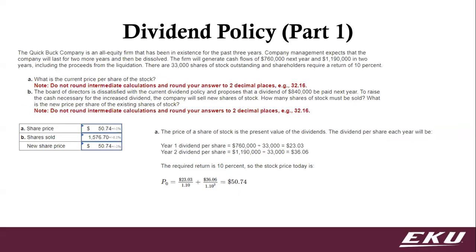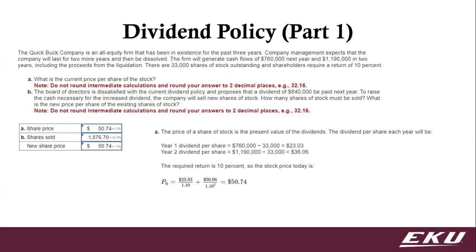Okay. On this one, you see it's part one. Part two will be answering the B part. And that one's a bit of a longer answer, but we have an all equity firm. They expect to last for 2 more years, and then we're going to dissolve. So this is going to be our last 2 years to generate money.